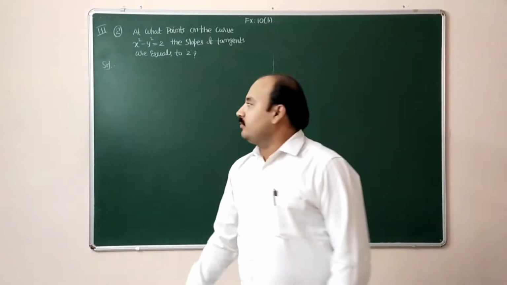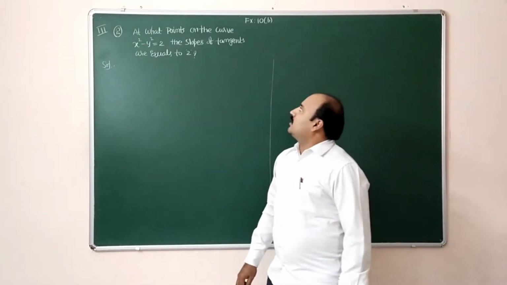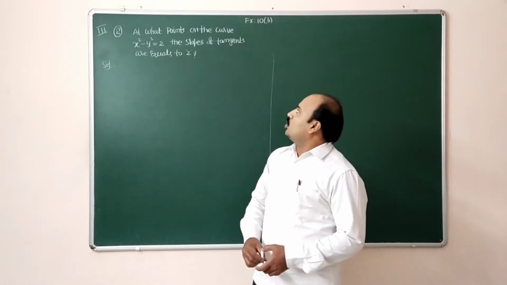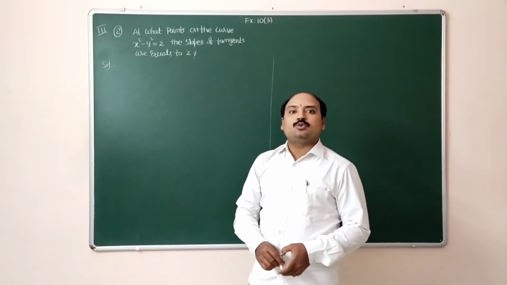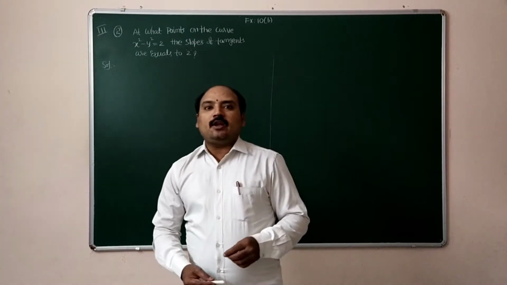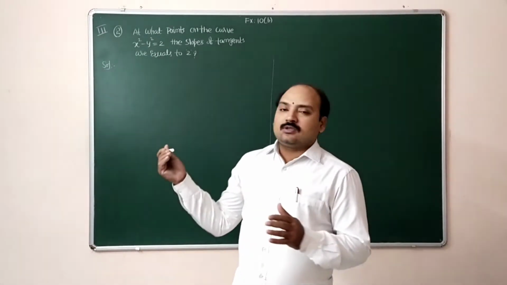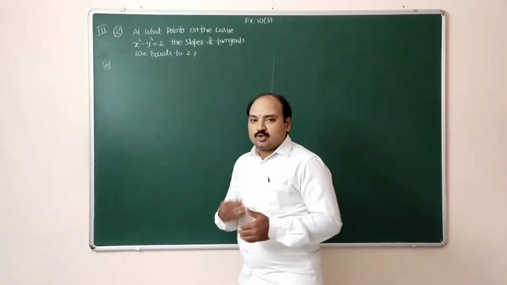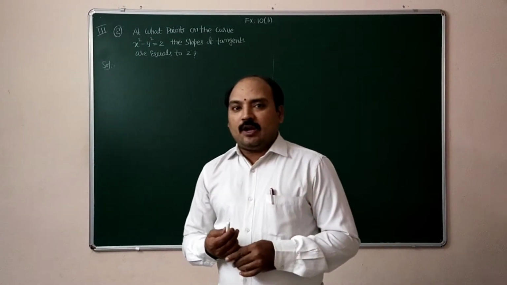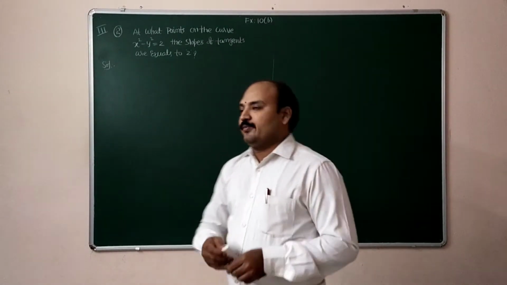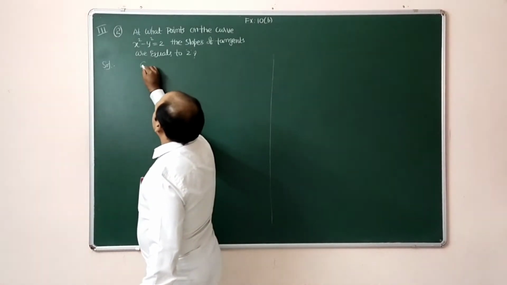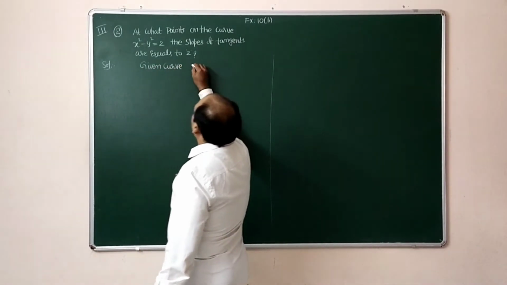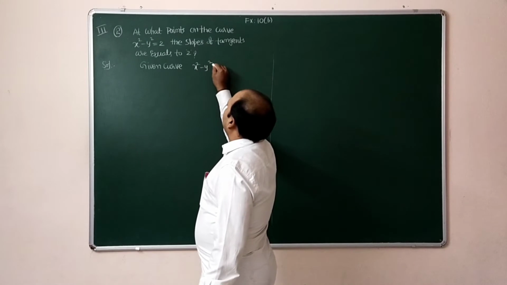The next question. At what points on the curve x square minus y square equal to 2 are the slopes of tangents equal to 2? They are asking to calculate at what points the curve slope is equal to 2. So first, curve slope means what? Slope we can calculate by differentiating the given curve. So first, the given curve, x square minus y square equal to 2.